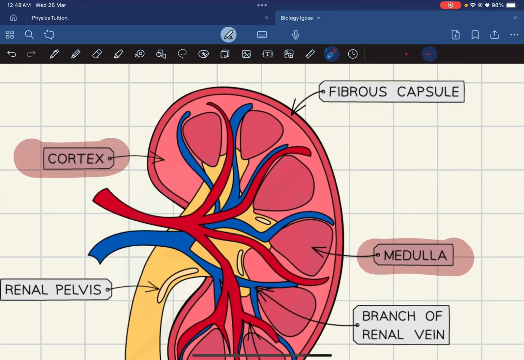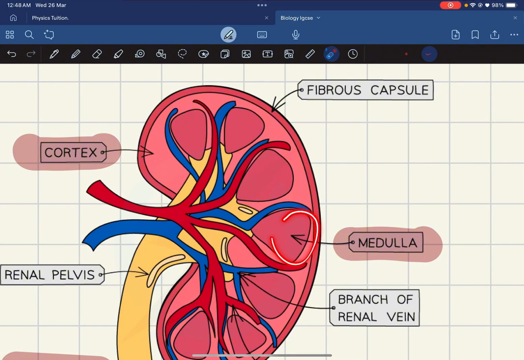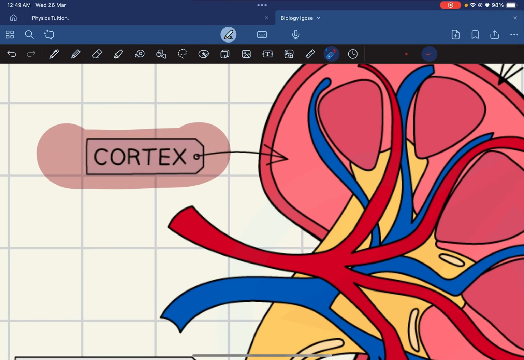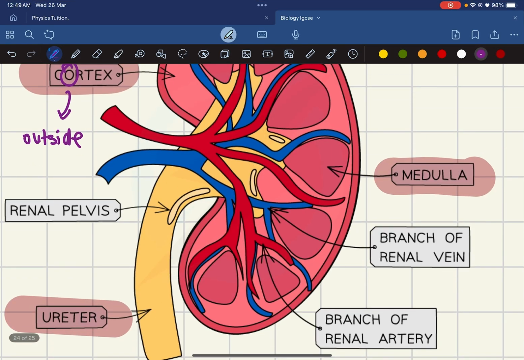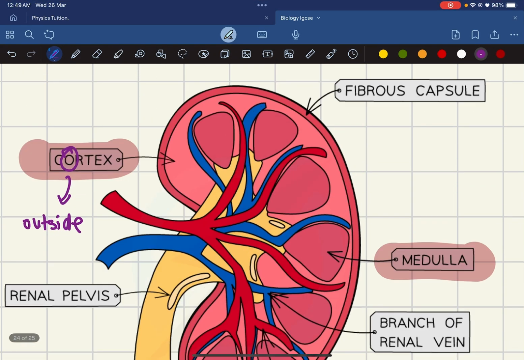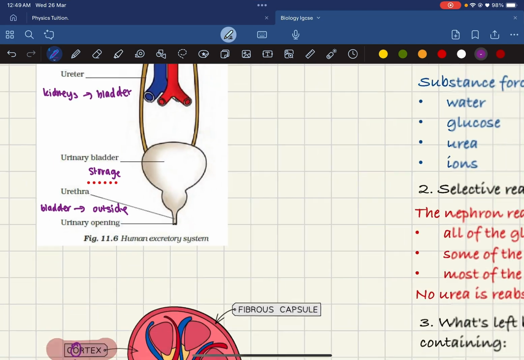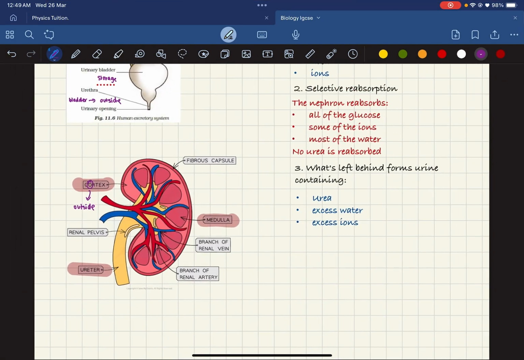Looking into the cortex, the cortex is the outer layer. The medulla over here is going to be considered as inside, and the cortex is going to be labeled as outside. The cortex has an O, which basically indicates outside. So that's how you can remember this. The cortex is the outside layer, and the medulla is the inside layer. And the ureter is the same as the previous diagram.